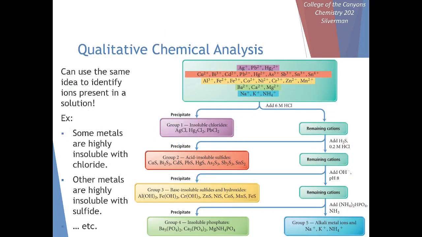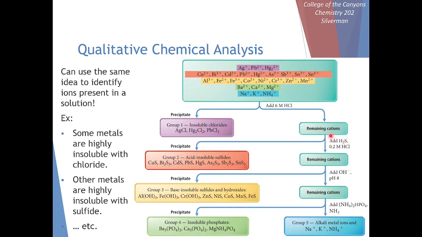We can use this technique qualitatively as well. Instead of dealing with all these calculations, we can design our experiment to separate and identify our various species. Here is a scheme utilizing these phenomena. We can start with a whole mixture of cations and separate them based on the way that they selectively precipitate. If we have all of these metals, only some of them will precipitate with chloride. The rest will remain in our solution.